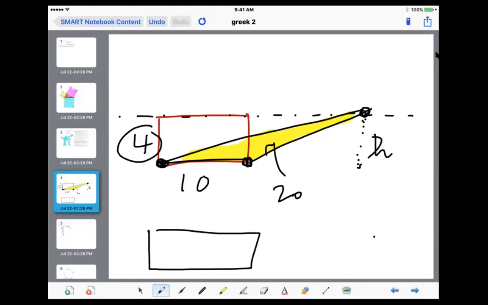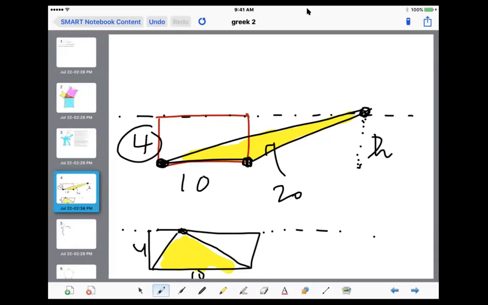Here's, I didn't draw it that well, but here's that rectangle again. That would be true if the third vertex was there or anywhere on this top line. Okay, that's going to be an important part of the proof.